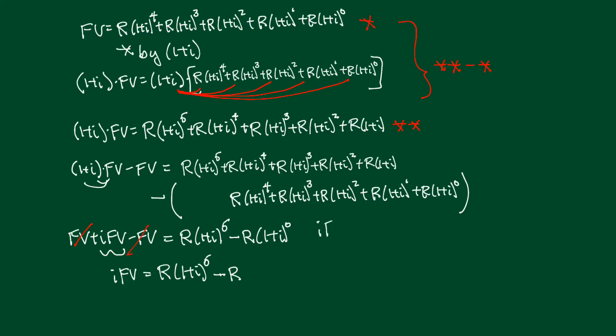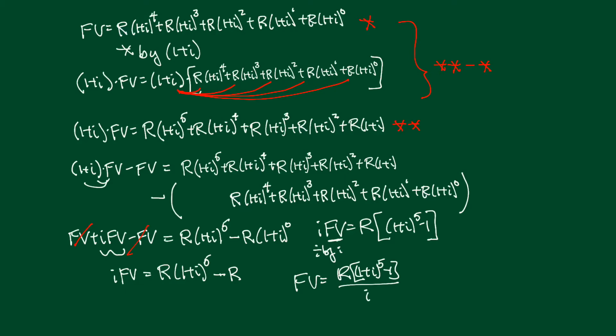I've got I times FV equals, now look at this. I've got R in both of these terms, so I'm going to factor that out. So I get R, factor it out. I get 1 plus I to the 5th minus 1. And then I can get FV right here just by dividing by I. So I'm going to get this. I get FV equals R, 1 plus I to the 5th minus 1, all over I.